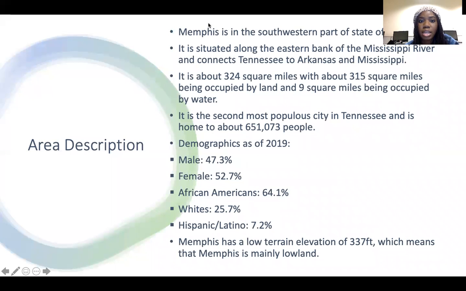So this is just the area description of Memphis. Memphis is situated in the southwestern part of Tennessee. It is found along the eastern banks of the Mississippi River and connects Tennessee to Arkansas and Mississippi. It is spread across an area of 324 square miles, with 315 square miles occupied by land and 9 square miles by water. Also, it is the second most populous city in Tennessee.